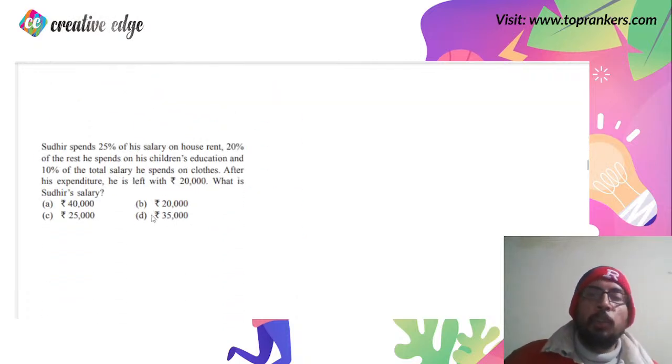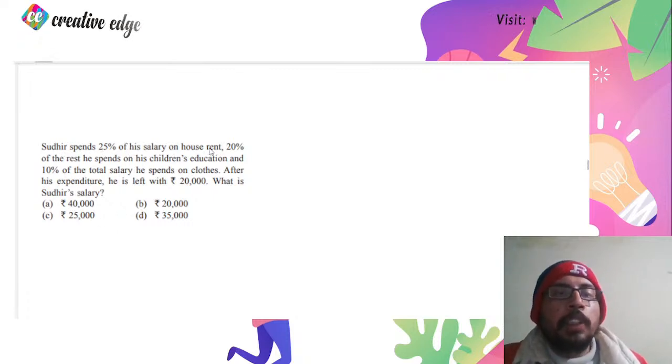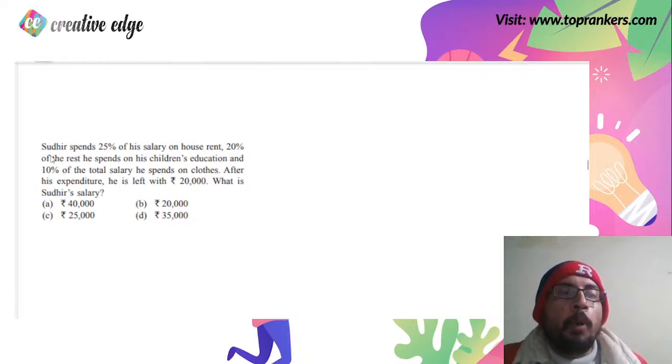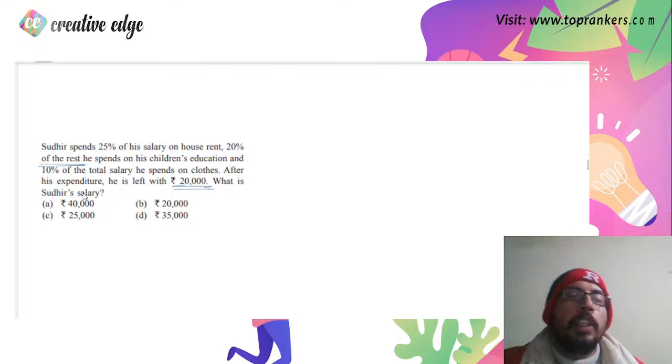Now, next question is, Sudhir spends 25% of his salary on his house rent, 20% of the rest, this word is very important, 25% of the rest spends on his children's education, and 10% of the total salary he spends on clothes. After his expenditure, he is left with 20,000. What is Sudhir's salary?